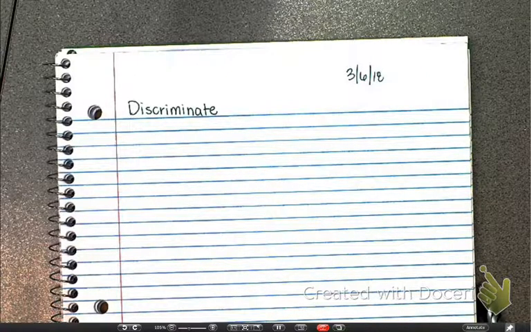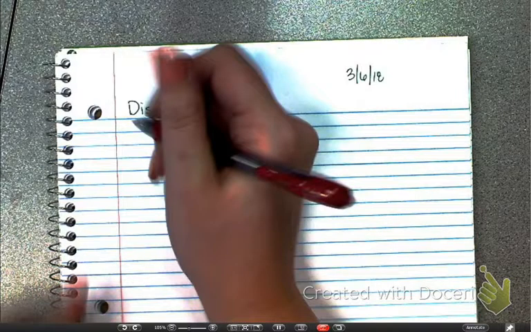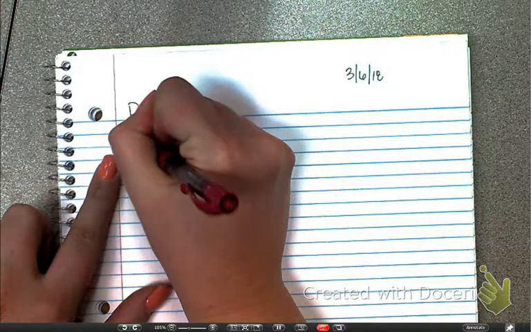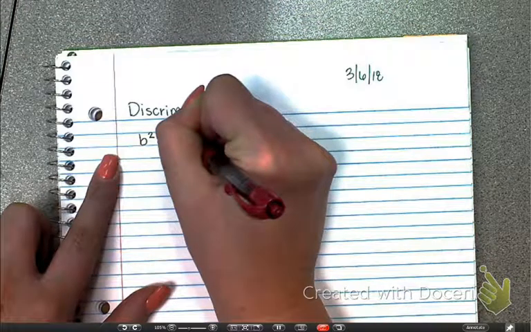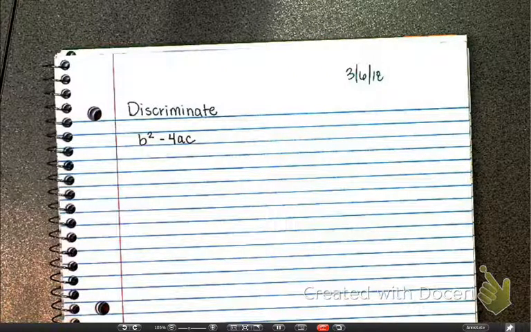Okay? Now, you've already seen part of this before because it's part of the quadratic formula, but just a piece of it. So the discriminant is just the b squared minus 4 times a times c. It is just that part of the quadratic formula. So what's underneath the square root? That's what we're going to use for this.